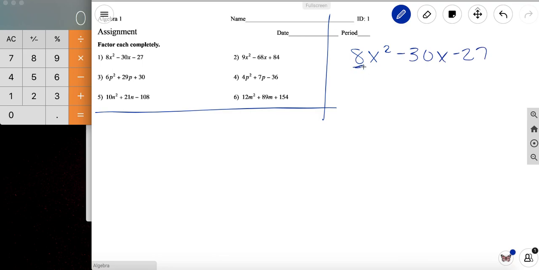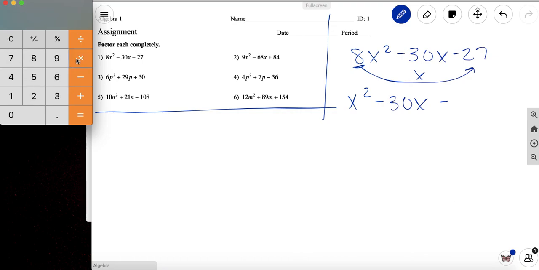So for the swing method, I'm going to take my 8 and swing it to the back and multiply it. So I get x squared minus 30x minus, and then I'm going to use my calculator: 27 times 8, and I get 216. Now, I know this is a large number, and a lot of you emailed me about how we haven't worked with numbers that large. That's okay. Don't get nervous or scared with large numbers. I know that you know how to figure out numbers that divide into 216.